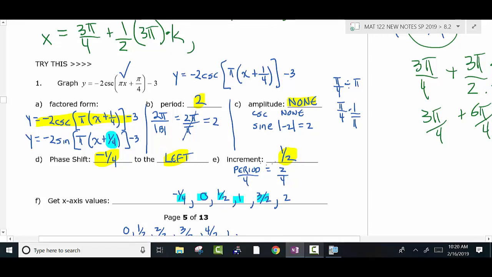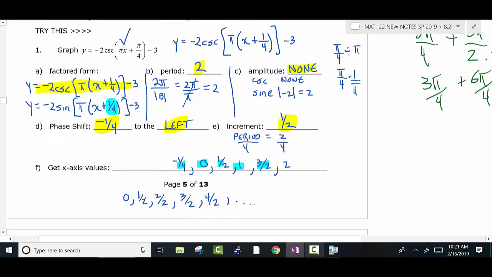Then you want to start counting out the increment. You always want to start with 0. So I just did it like this: 0, 1/2, 2/2, 3/2, 4/2, reduce the fraction. So what I'm going to do on my graph is just do these 5 key points. I'm going to start with the phase shift and do that then.